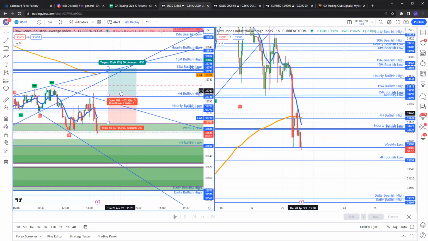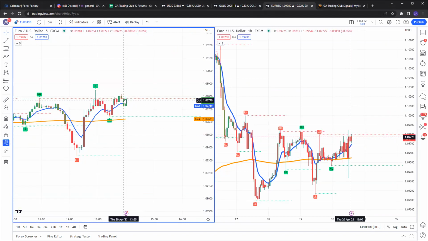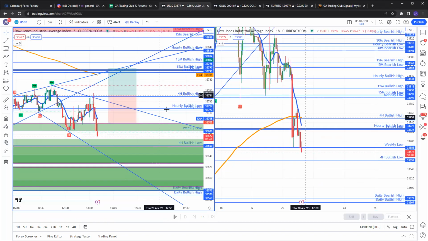Yeah, so for EU, I'm still not in that trade. I'm waiting for this current 5-minute candle to close. And you can see the previous candle closed below the 9 EMA. I need this candle right here to close below the 9 EMA for me to enter the sell on EU.